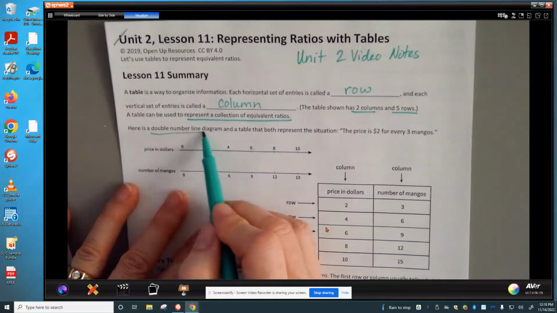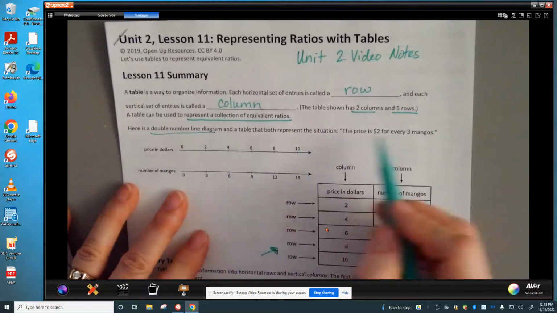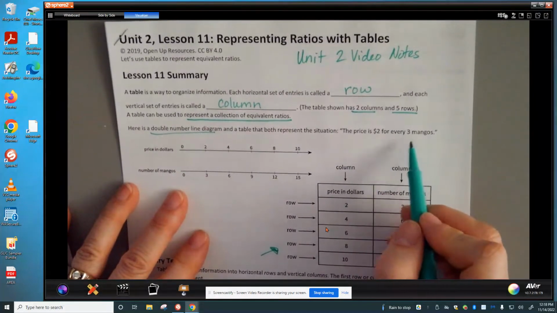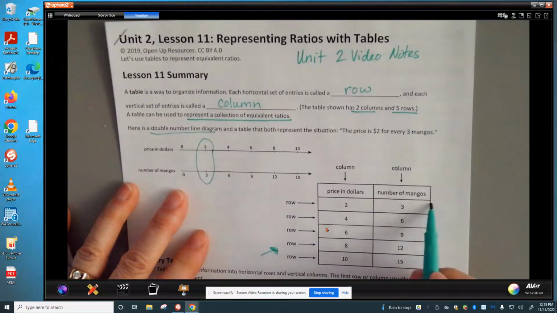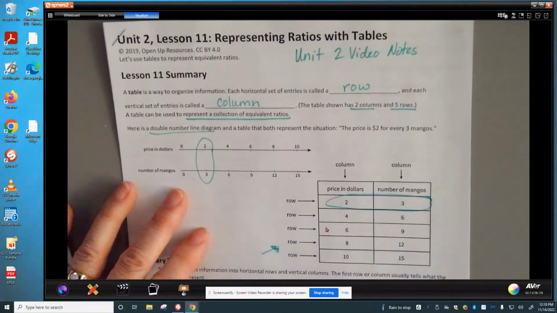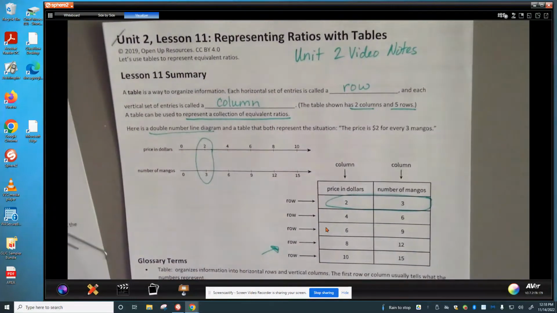Here's our double number line, which also has our labels, and the price is $2 for 3 mangoes. We can see that here on the double number line, and we can see that here in our table. So our table shows rows and columns, and the first row or column usually tells you what this ratio is about. That's your labels.